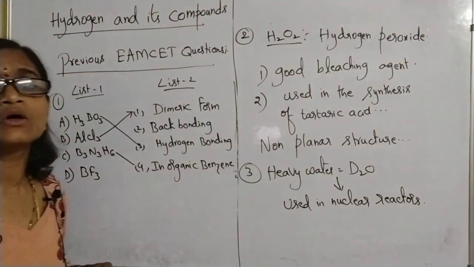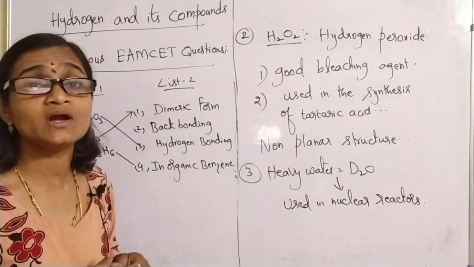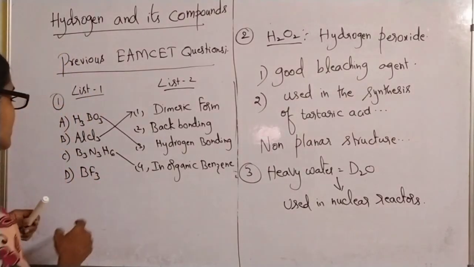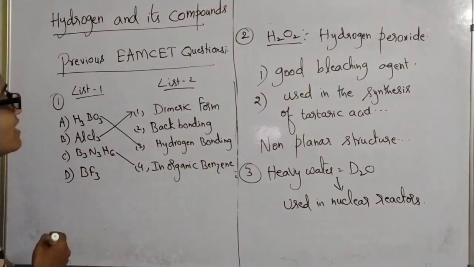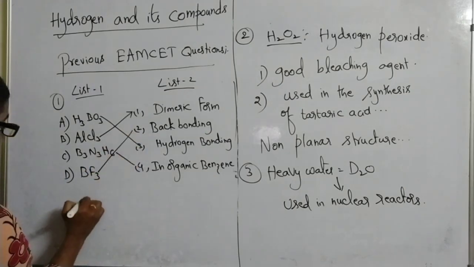B3N3H6 means what? Borazole. Please remember, B3N3H6 means borazole. Okay, so BF3, what is left for BF3? BF3 will have back bonding. So options are what?